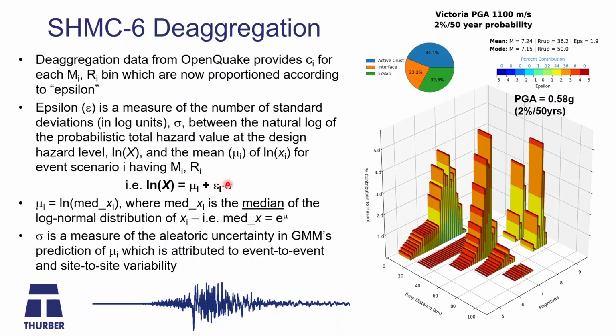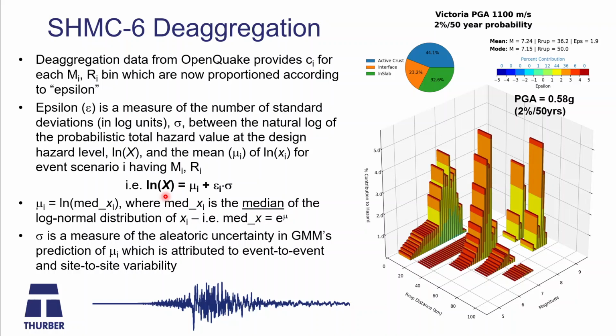And if you then subtract the number of sigmas that we get from this epsilon data, you'll get this mean value, or what the mean hazard value would be for either individual events or for the total hazard as a whole. Okay, so this mu is the mean. This is epsilon, which gives you the number of standard deviations from the mean to get to your aggregated total hazard value.